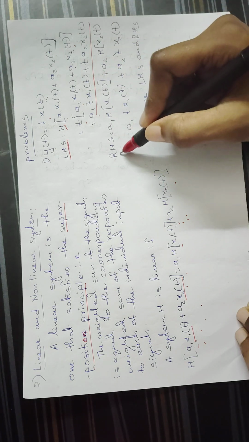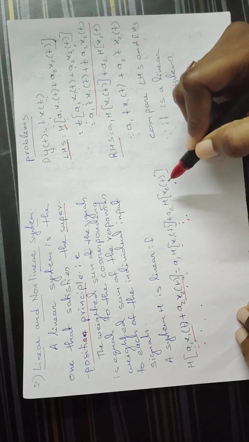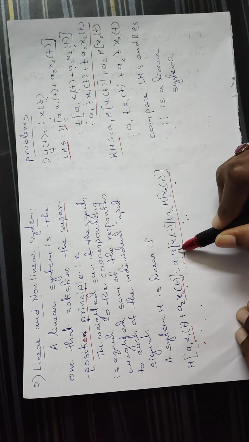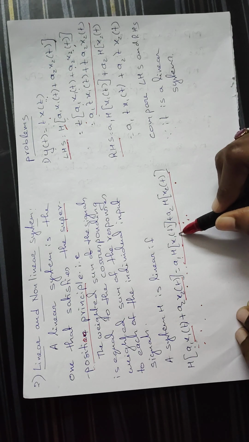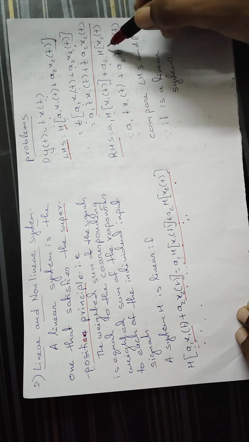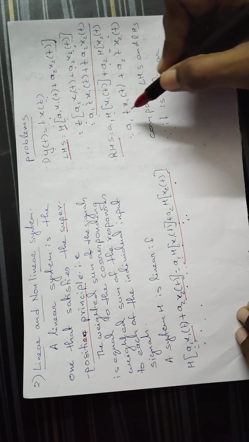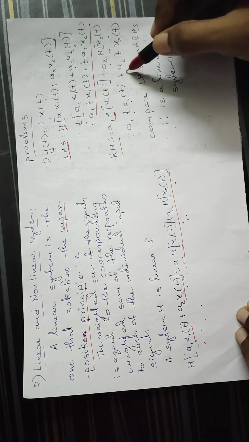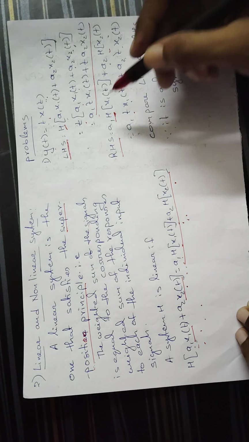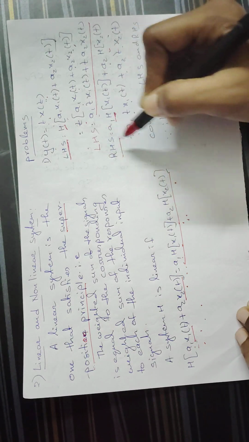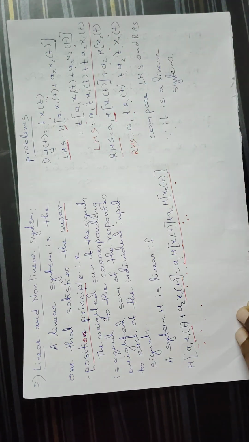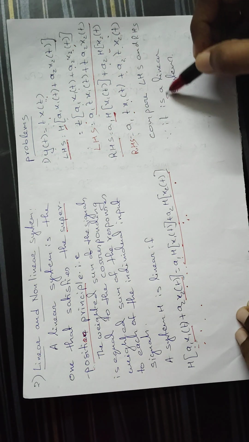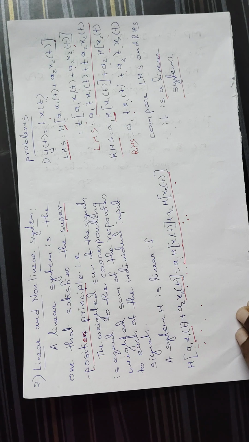Now in the same way, if you have to take the RHS side. So what is RHS? A1 into h of x1 of t plus a2 into h of x2 of t. Here what is the system given? That is h of a1 x1 of t plus a2 x2 of t. Now compare, this is LHS and this is RHS. So now if these two are equal, then it is a linear system.